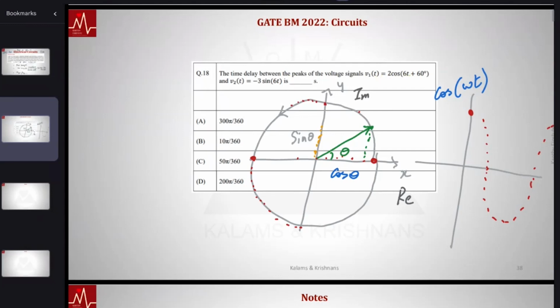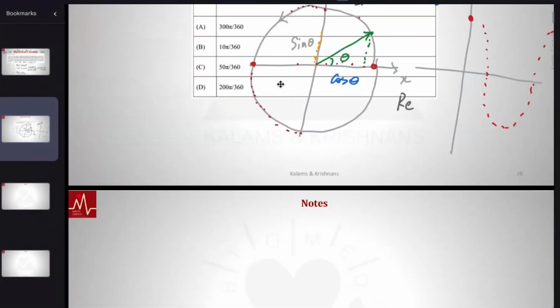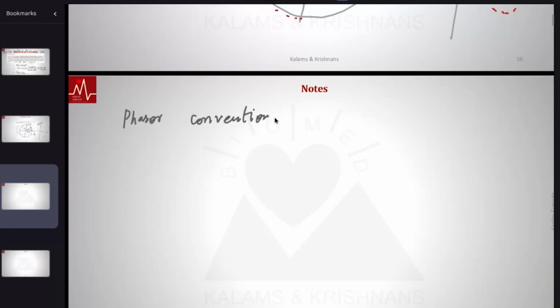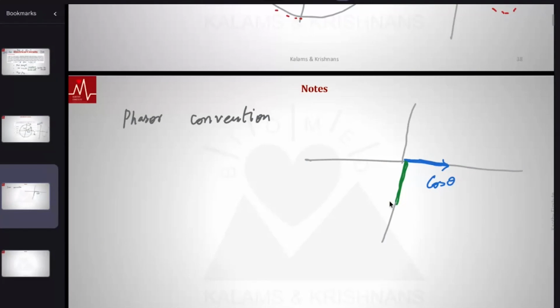So we have 2 cos(60t + 60 degrees), and then V2 is minus 3 sin(60t). I'm going to use the phasor convention, and what we have here is essentially the x-axis, the real direction, as cos theta, and the negative y-axis. It's not the y-axis, it's the negative y-axis. That is sine theta.